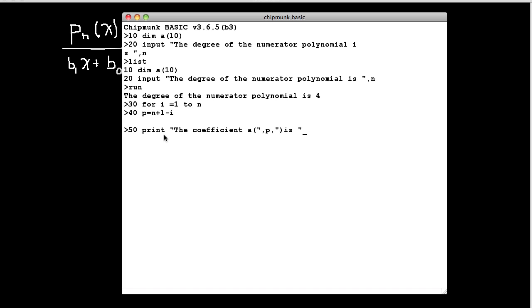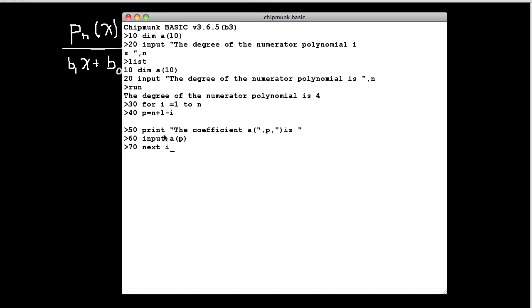So right now I have the coefficient, okay, is. Now put statement 60. Statement 60 says input A of P, close parentheses, and then 70 will be next I.